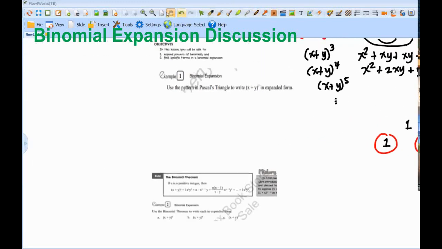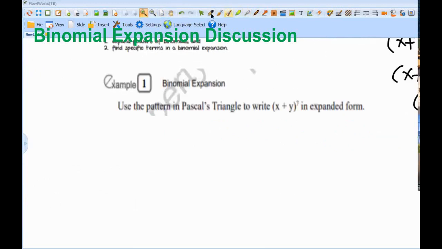So let us see to expand this. Michelle, will you tell me the highest power? X raised to 7. Okay, x raised to 7. Then 6, 5, 4, 3, 2, 1. And the last would be y to the power of 7.